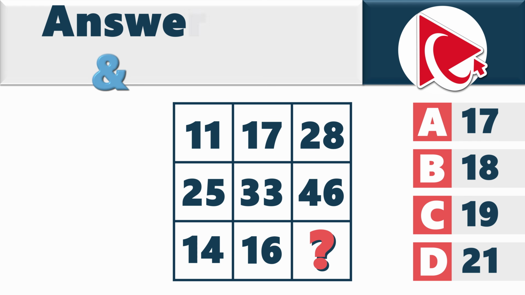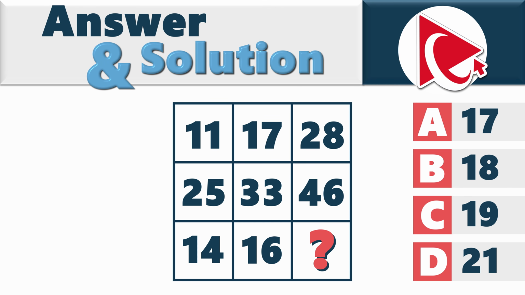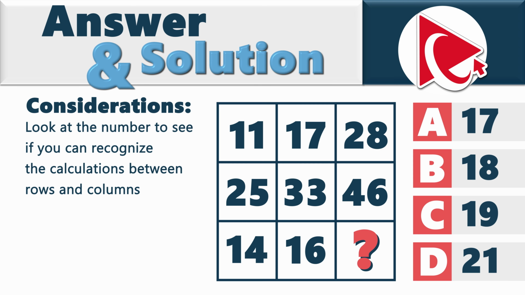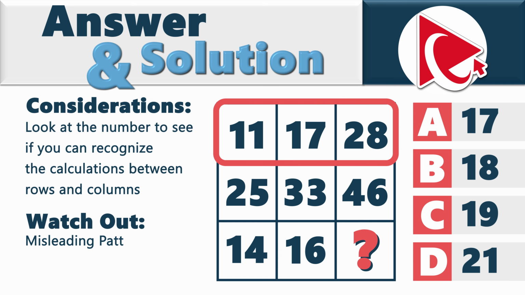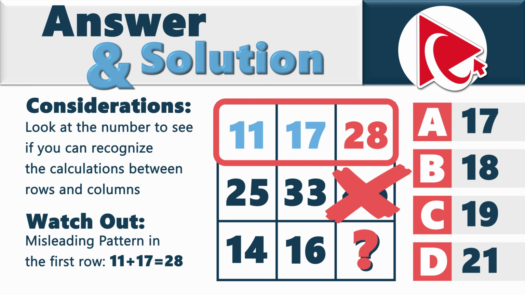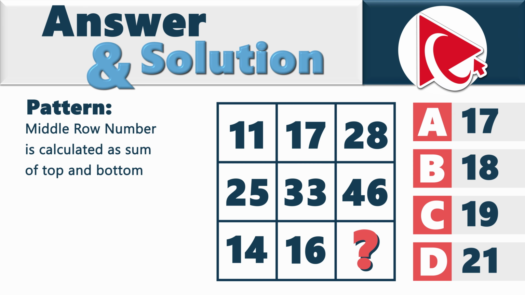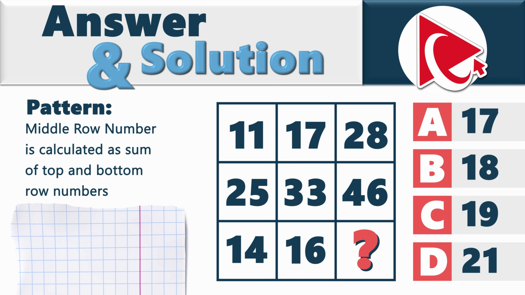Typically, when you see a matrix, you need to determine how to do calculations with the numbers. In each case, you need to look at the numbers to see if you can recognize calculations between rows and columns. Sometimes, though, there's a caveat. There's a misleading pattern here in the first row. 11 plus 17 does equal 28, but this pattern does not continue. So the actual pattern here is that the middle row number is calculated as sum of top and bottom row numbers.